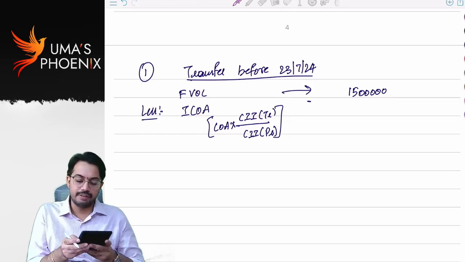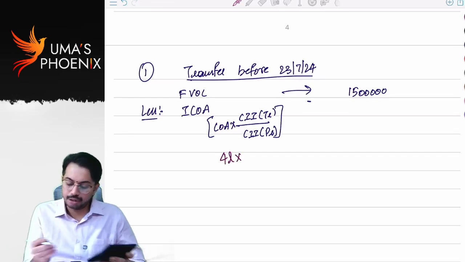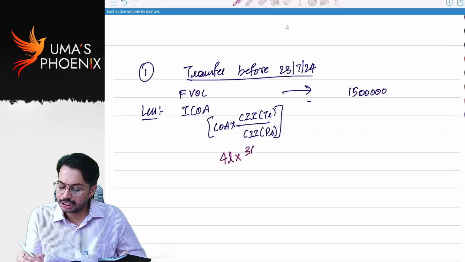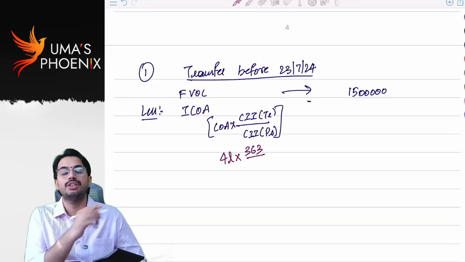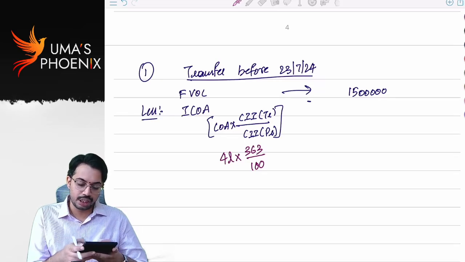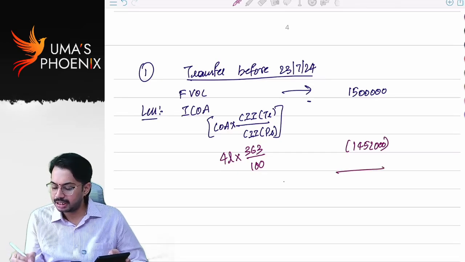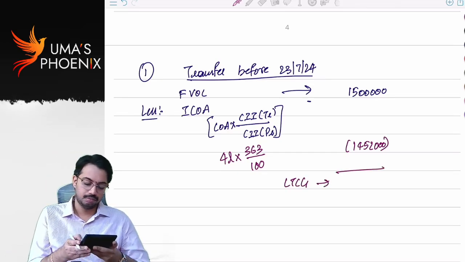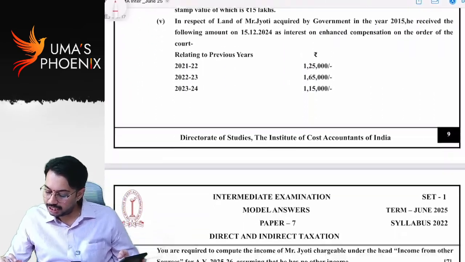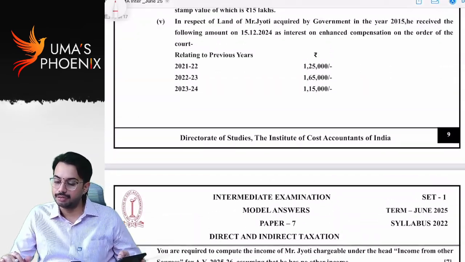How much is cost of acquisition? It was purchased for 4 lakhs, correct? 4 lakhs into year of transfer 24-25, index number 363. Year of purchase before 2001, so index number is 100. 4 lakhs divided by 100 into 363, 14 lakh 52,000. So how much is long term capital gain? I think 48,000. Let's check the answer. Yes, long-term capital gain is 48,000.